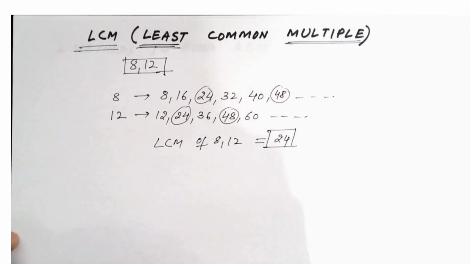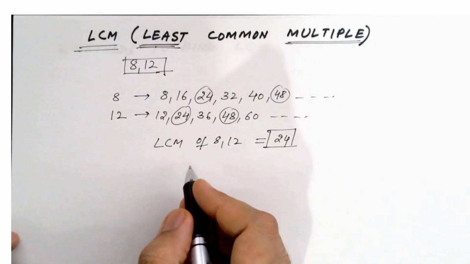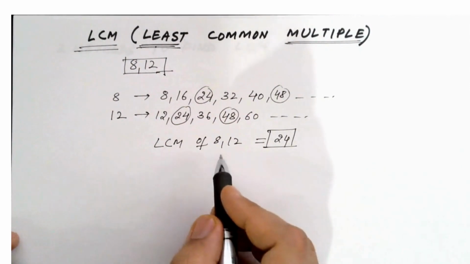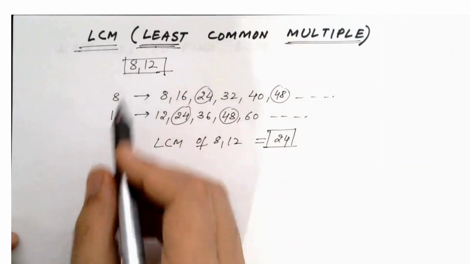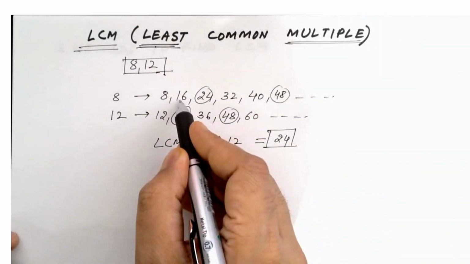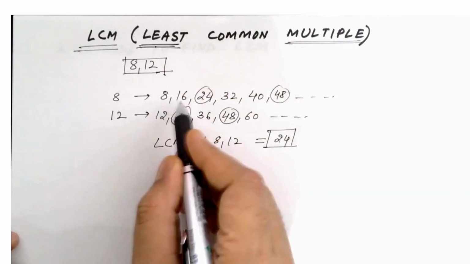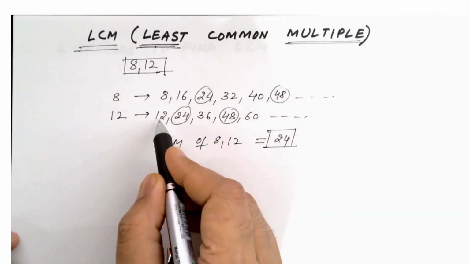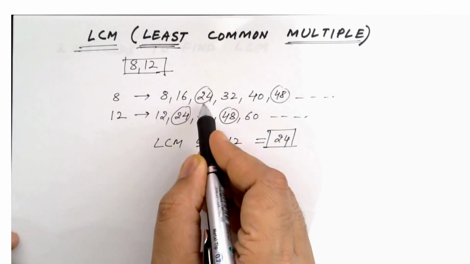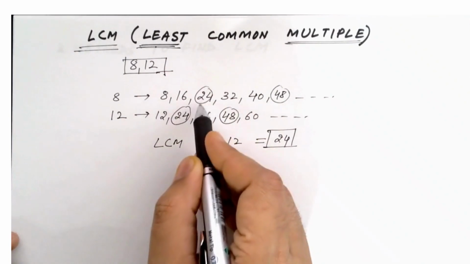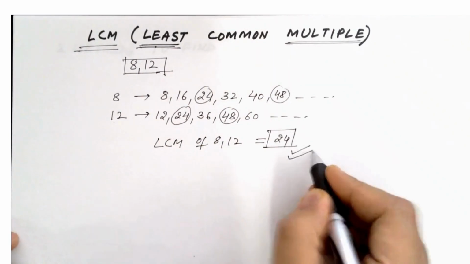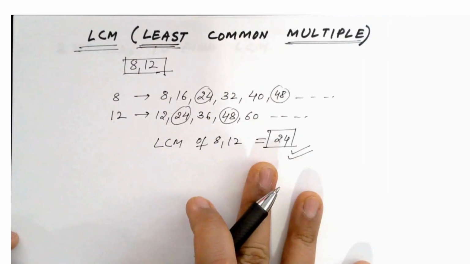Another way to understand this concept is that the LCM of two numbers is the smallest number which can be divided by each of those two. If you take, for example, 16, that can be divided by 8 but cannot be divided by 12. If you take 12, it can be divided by 12 but cannot be divided by 8. And if you take the next number, which is 24, it can be divided by both 8 and 12. So 24 is the LCM. This is the basic concept of LCM.